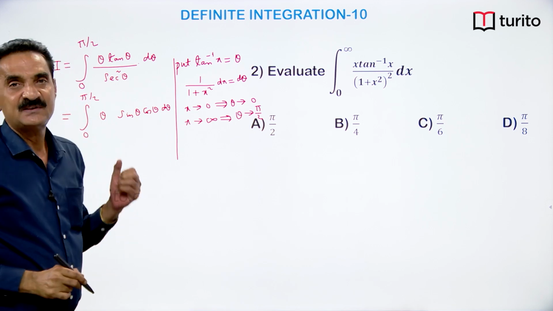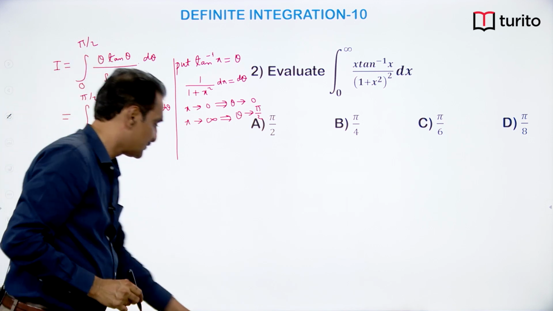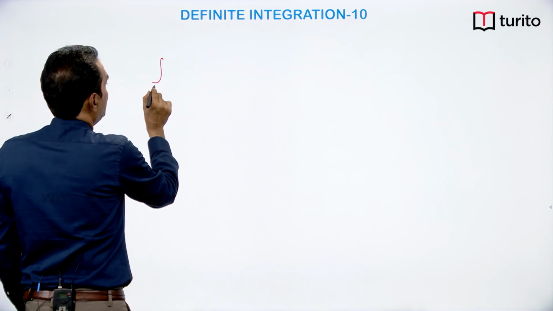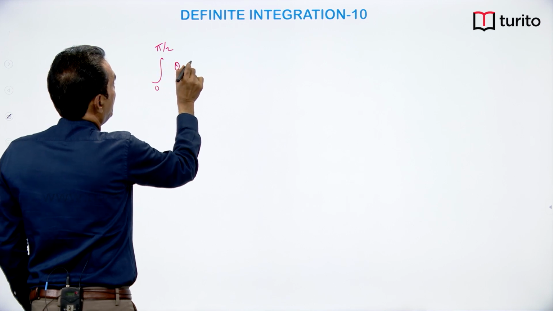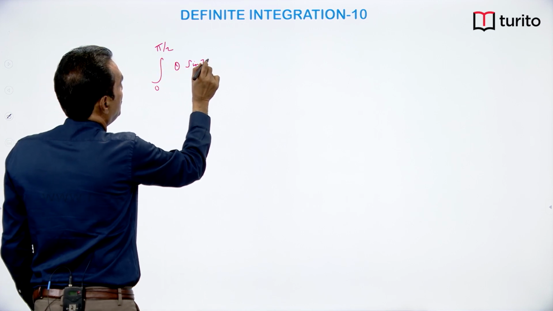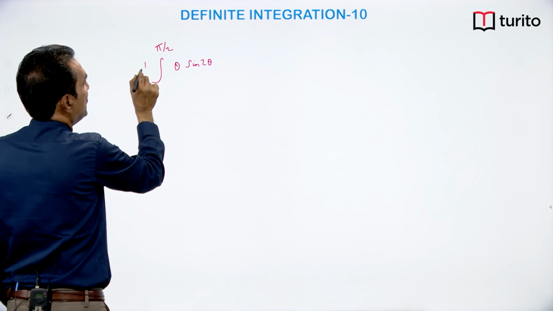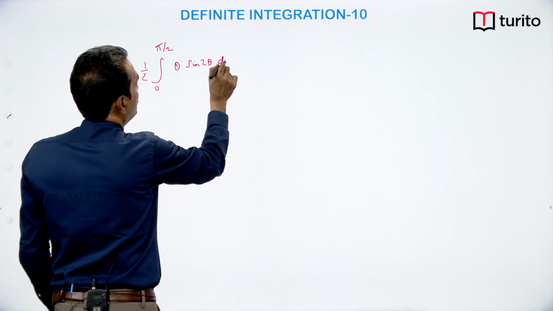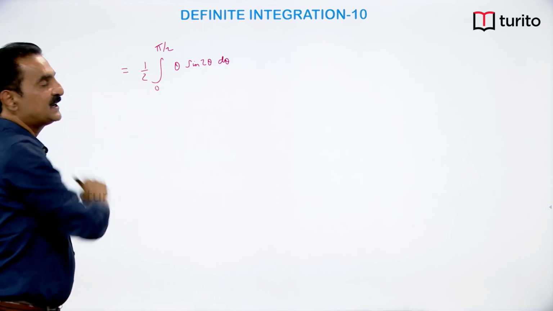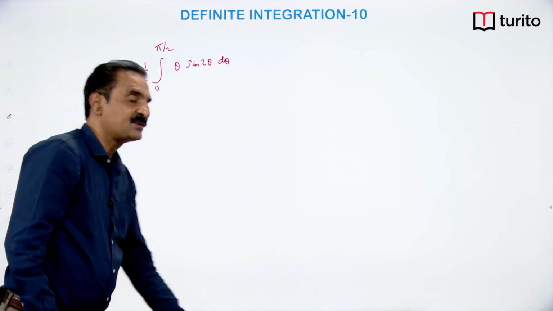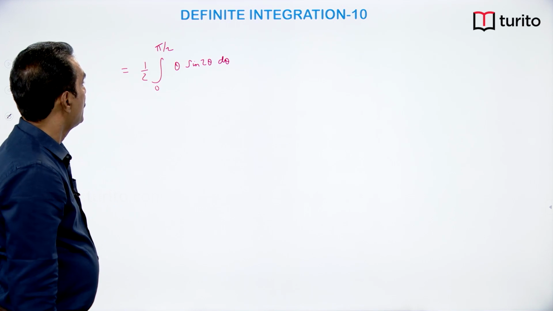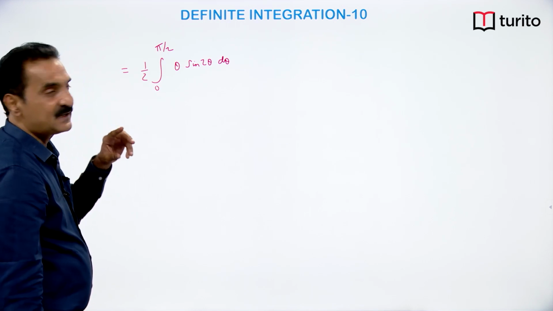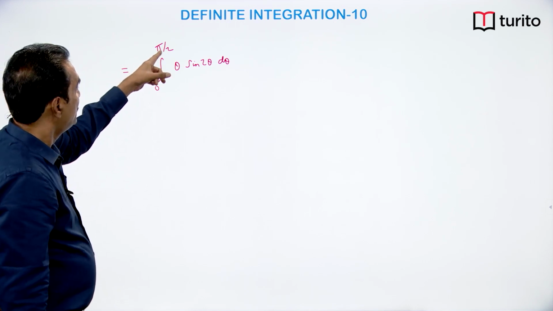Sin theta cos theta is sin 2 theta by 2. So, we will solve on the next page. Integral 0 to pi by 2 theta into sin 2 theta by 2, which means I will write 1 by 2 before the integral. Now, how to calculate its value? Integration by parts. But before that, let us try some property.